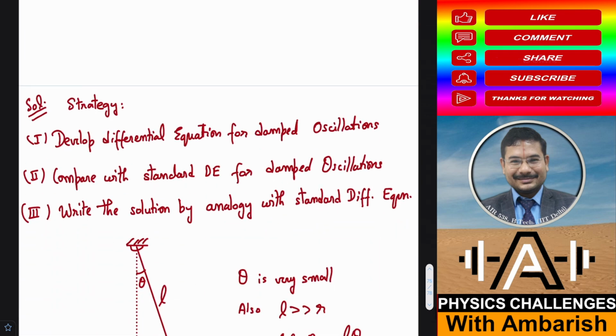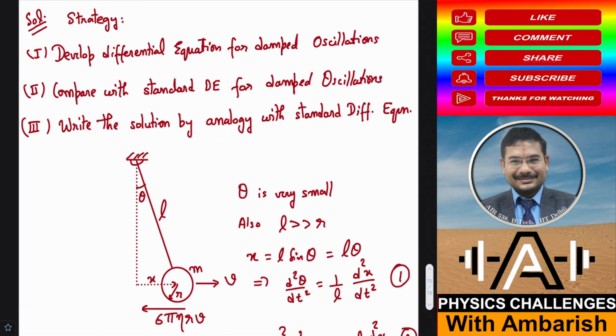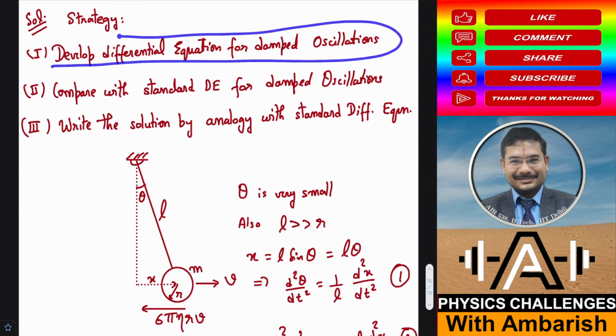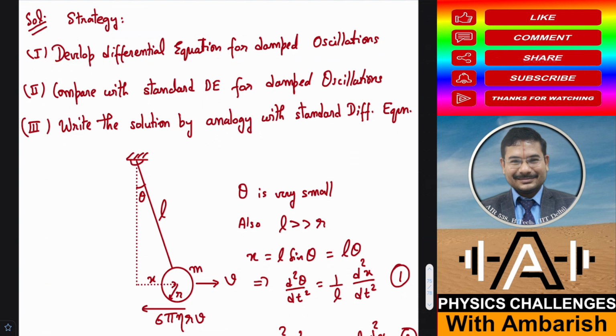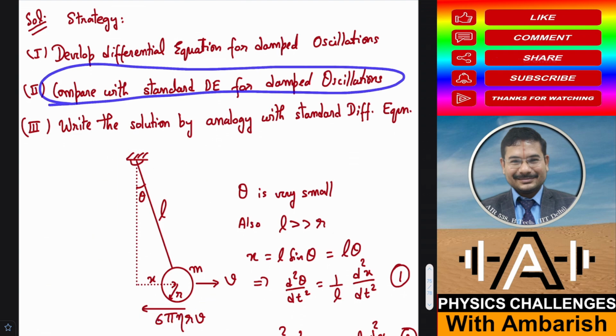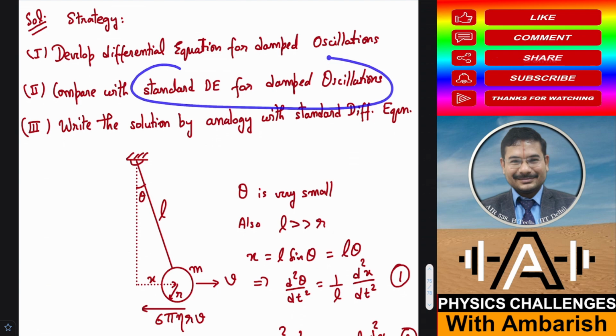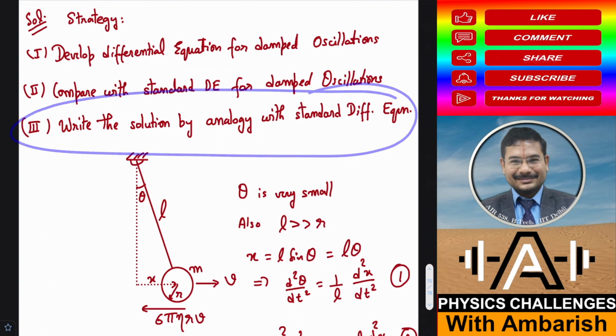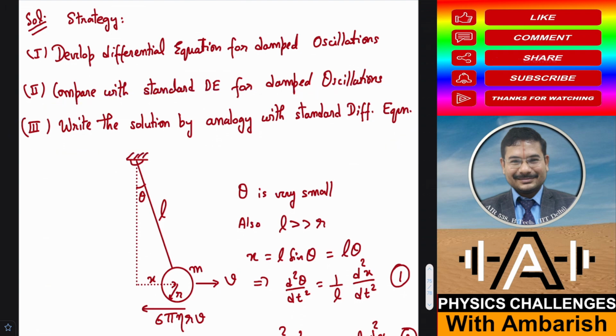So what's my strategy? My strategy will be to develop a differential equation for damped oscillations for the system, and then I'll compare the differential equation with the standard differential equation for damped oscillations as given in NCERT. So I'll try to compare my equation with the standard damped oscillation differential equation, and then write the solution by analogy with the standard differential equation, and the standard solution is readily available in the NCERT. So let's do that.